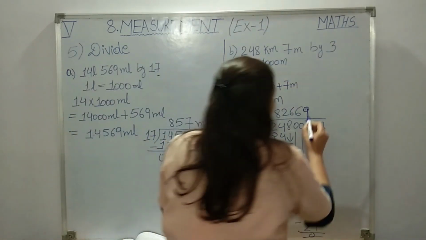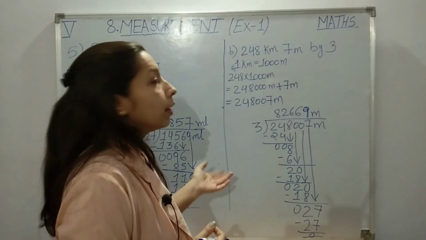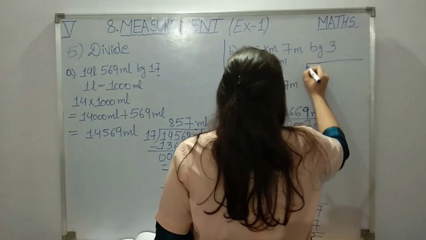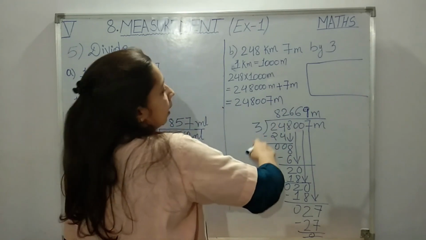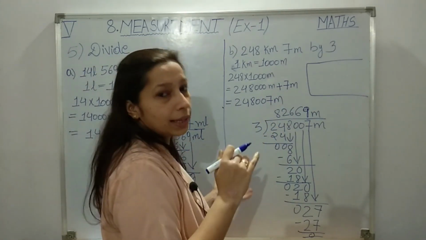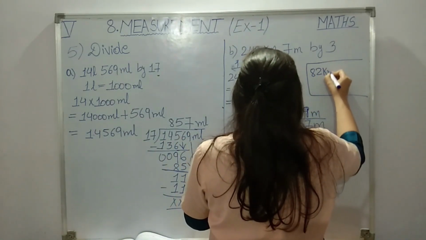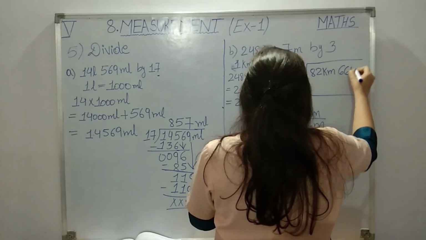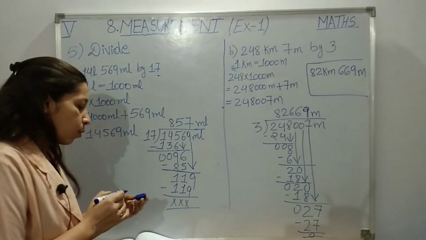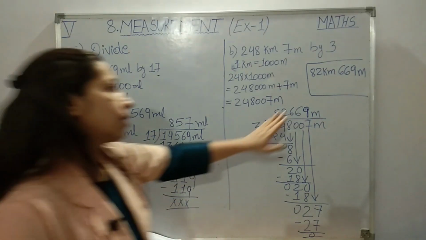Understood students? So this I got in meters. Now if you want you can convert it into kilometers also. Okay. So that way also I will be giving you the answer. The final answer is 82,669 meters. But if you want you can write it in kilometers also. You can write it as 82 kilometers 669 meters. One more thing, at the back of your textbook answers are given, there the answer given is wrong. The correct answer is this only.